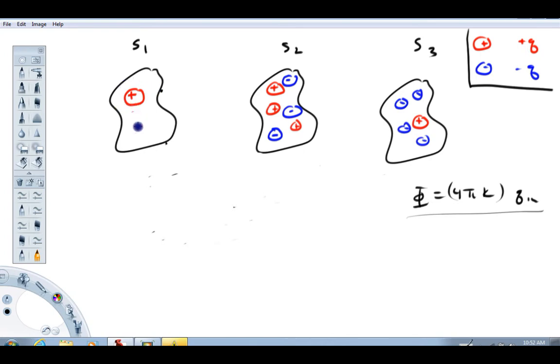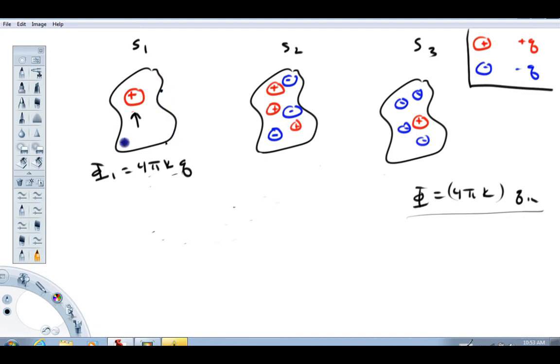In surface 1, all we've got for charge here is plus q. So I'll call this flux 1. Flux through surface 1 is equal to 4 pi kq, because plus q is the charge inside that surface. This flux is positive. That's indicating it's an outward flux, that the electric field lines are leaving surface 1.